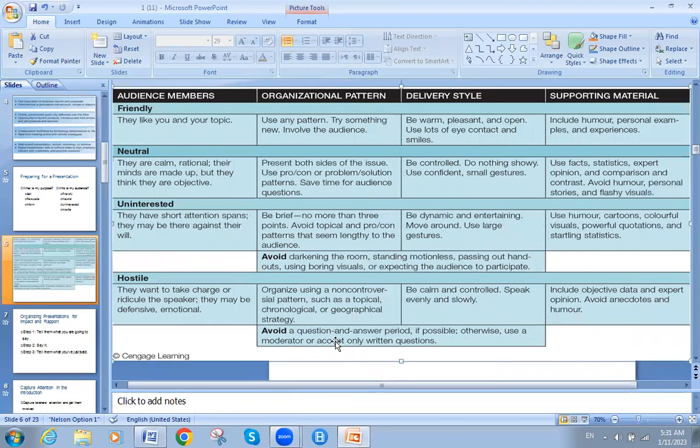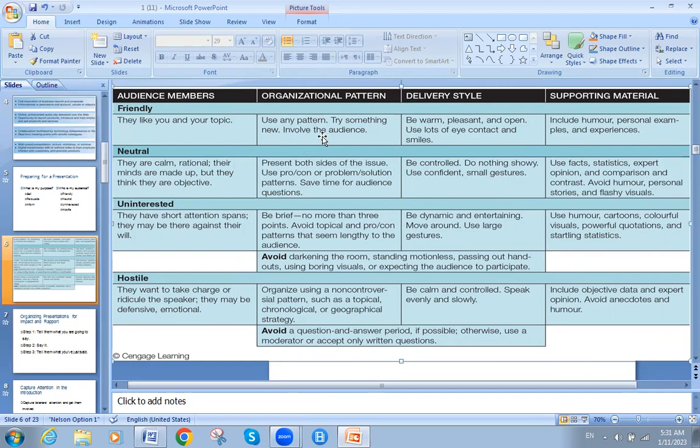So here is an example. For every type of presentation, I need the delivery style and the supporting materials. For example, if it was a friendly audience, like what you see here in front of you now, audience members who like you and like your topic, then for the organizational pattern, use any pattern, try something new, involve the audience, and keep them always paying attention to what you are saying.